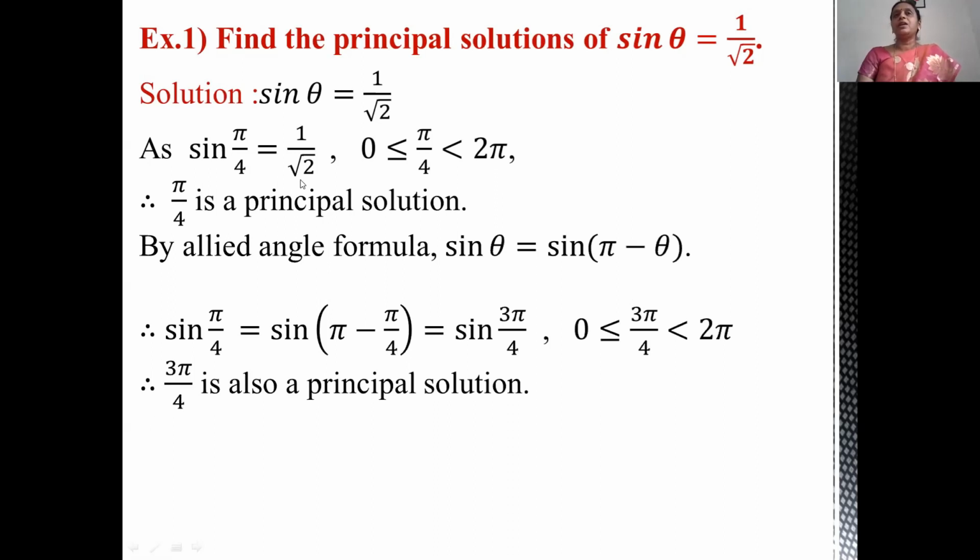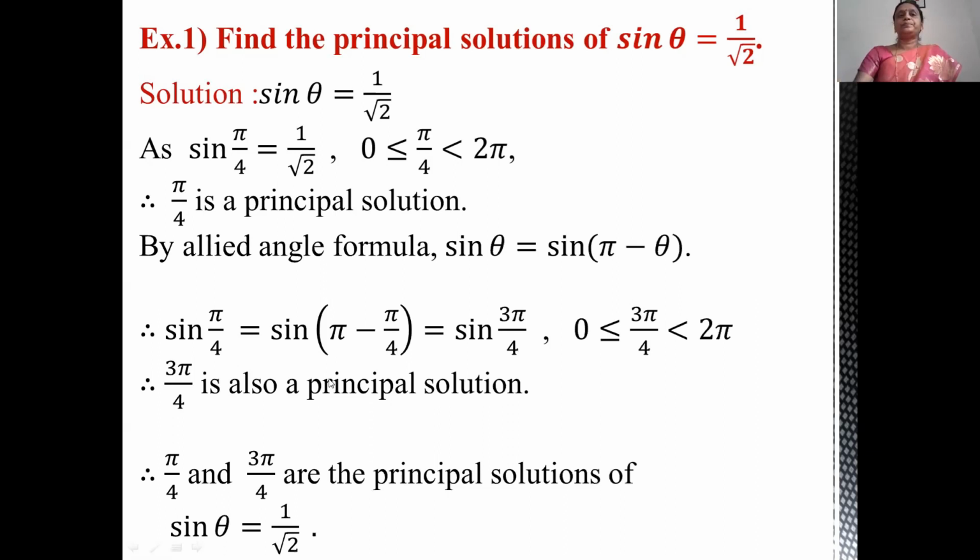Okay. In this way, from the first table 0 to 360, we get the first value directly from that table. And to find the second principal solution, we have to use the allied angle table. In that allied formula, we put the first solution, that is the first value of the variable theta, and you get the second principal solution. In this way, pi by 4 and 3 pi by 4 are the principal solutions of sine theta is equal to 1 by root 2. And always remember that from the interval 0 to 2 pi, we always get two principal solutions of any trigonometric function.